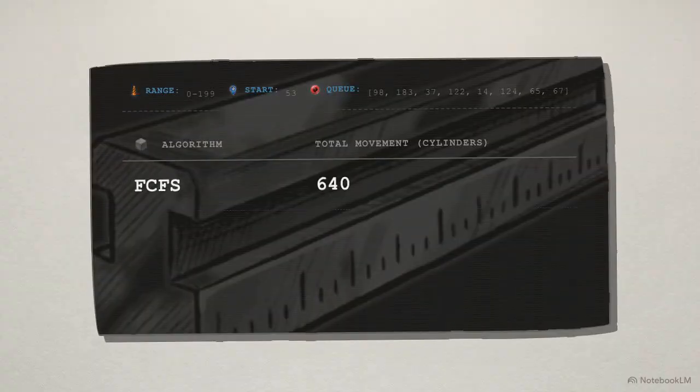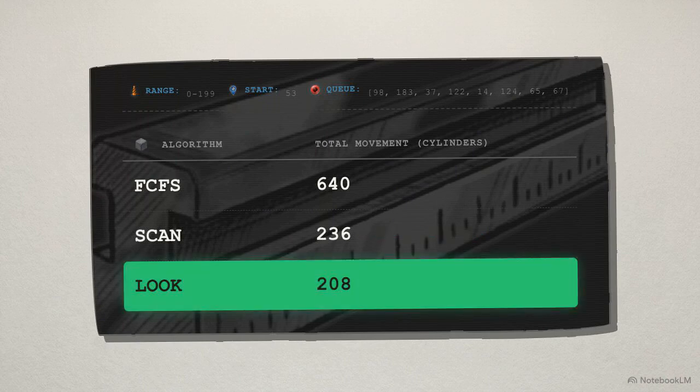This data table isolates LOOK's specific optimization. The standard SCAN algorithm scored 236 cylinders on this exact queue because it forced the hardware out to the physical boundary. LOOK trims that down to 208.